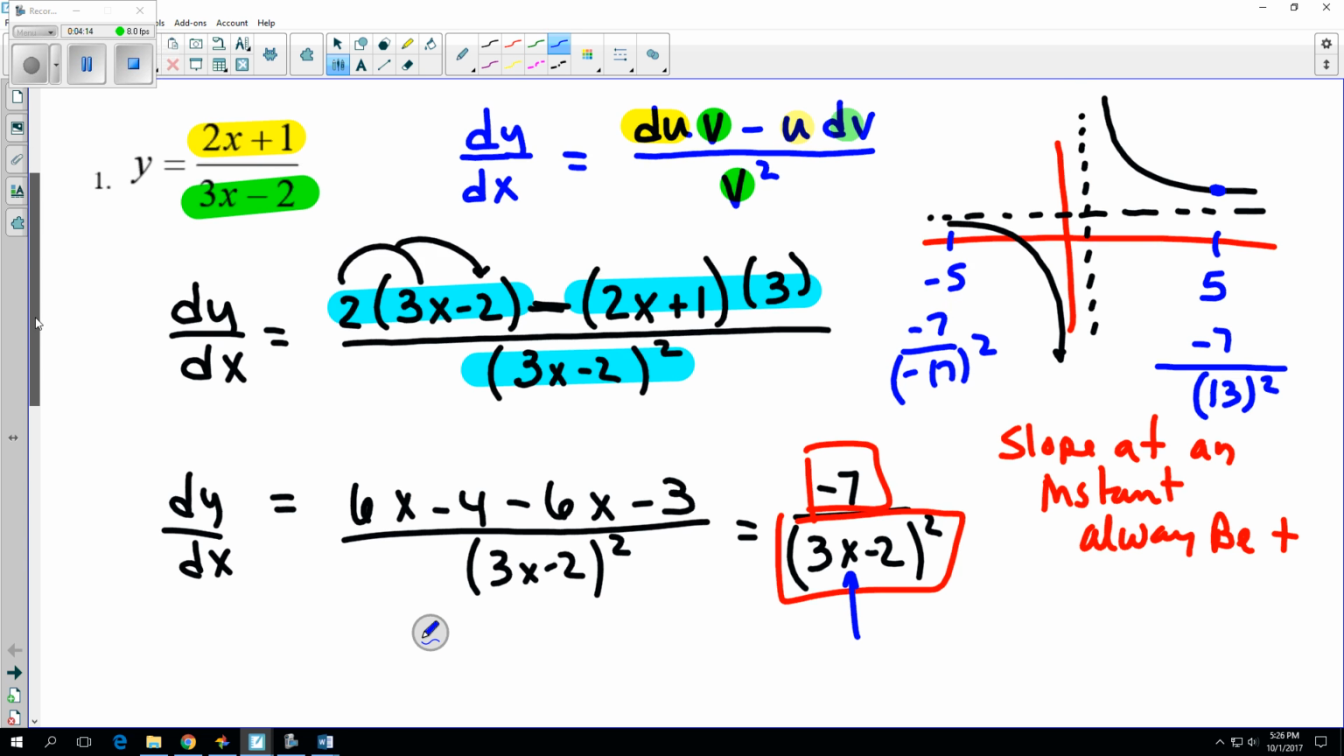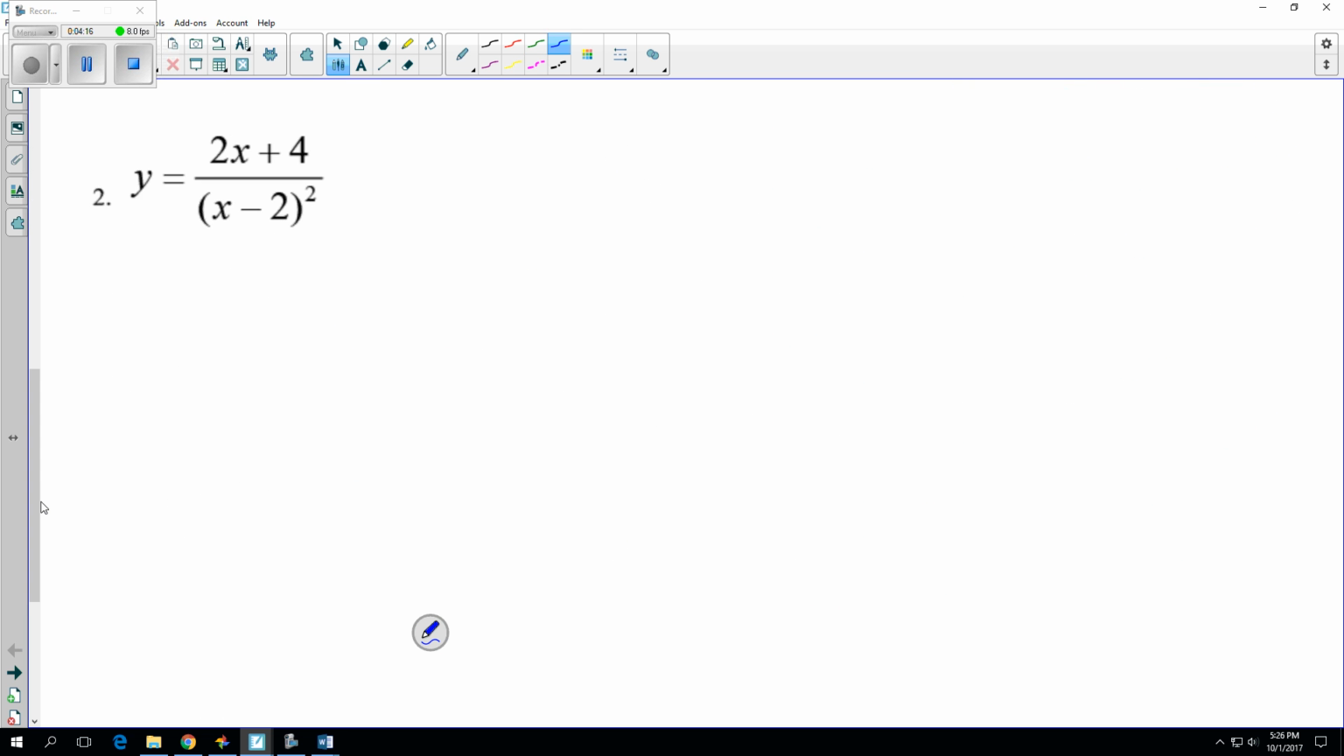Let's try one more. So why don't you pause the video, work this out, and then play the video to check yourself. Make sure that you did the algebra correctly using the same formula.